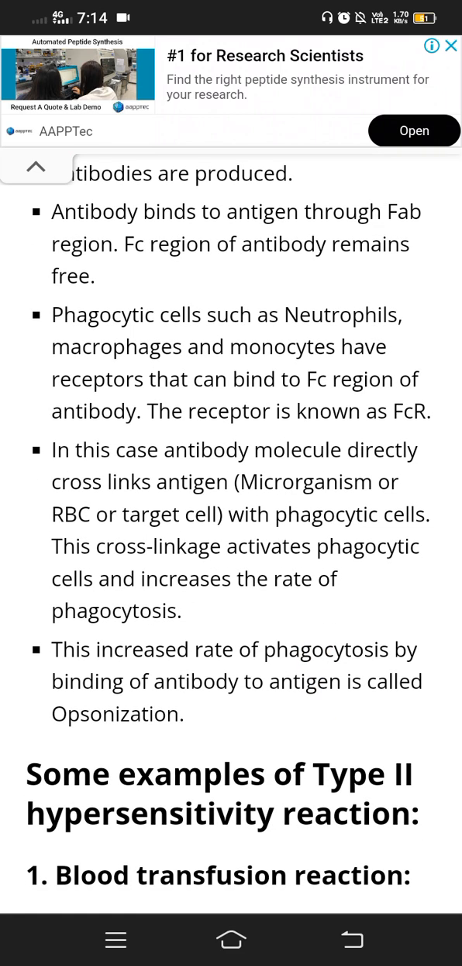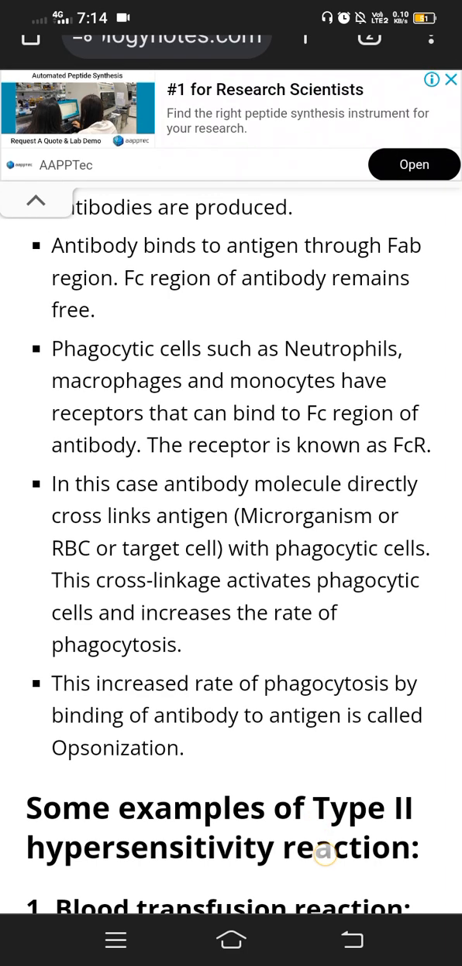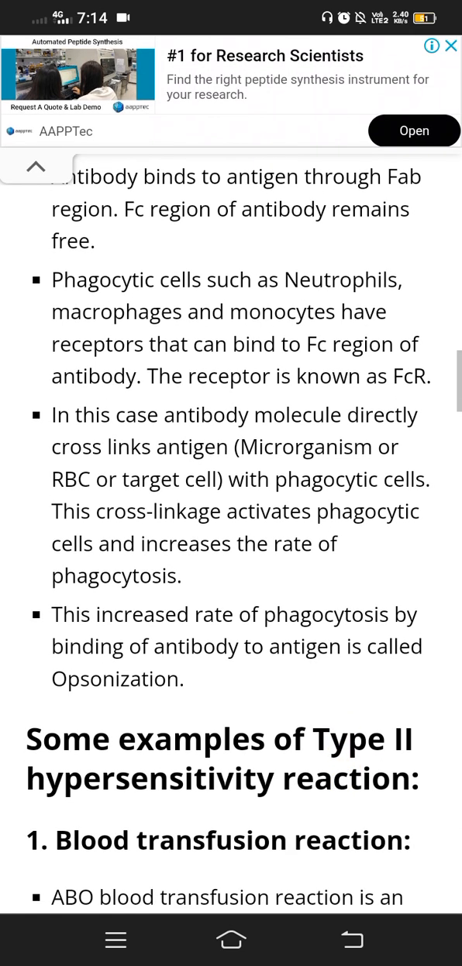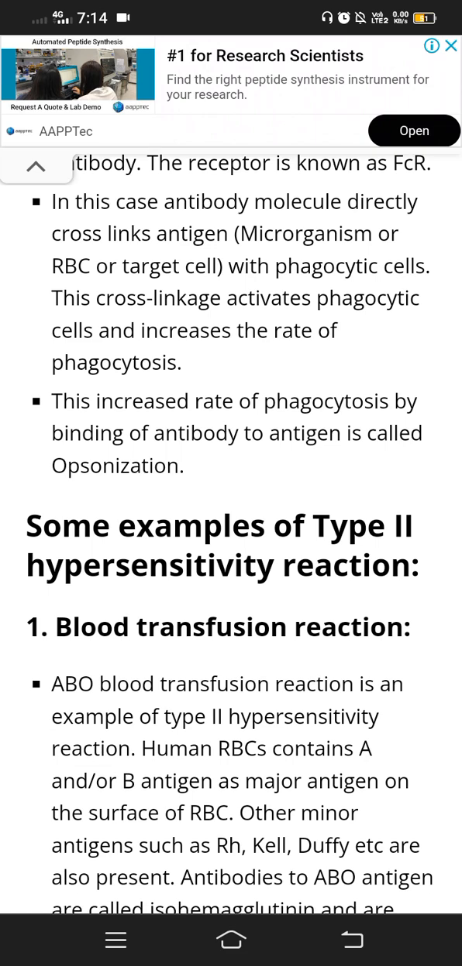In this case, the antibody molecule directly cross-links the antigen, microorganism, RBC or target cell with phagocytic cells. This cross-linkage activates phagocytic cells and increases the rate of phagocytosis. This increased rate of phagocytosis by binding of antibody to antigen is called opsonization.